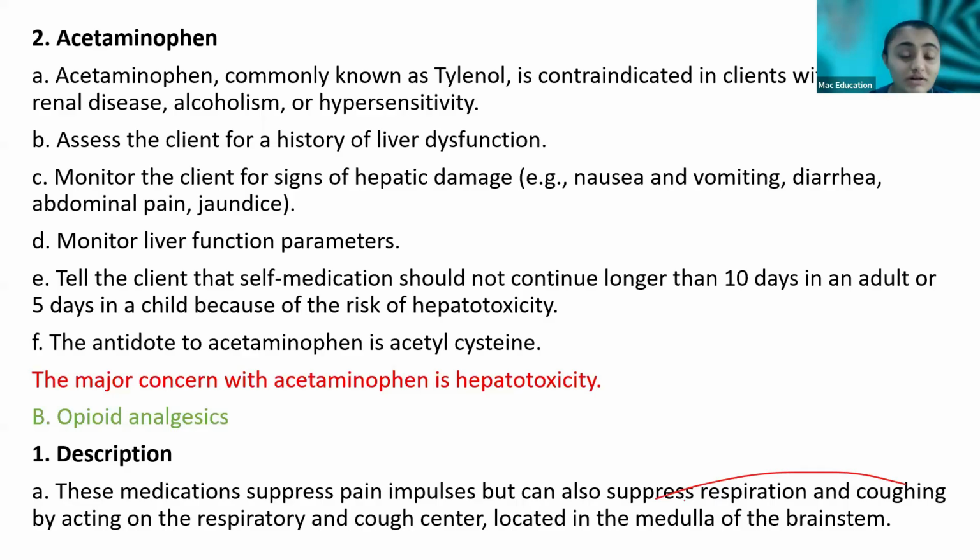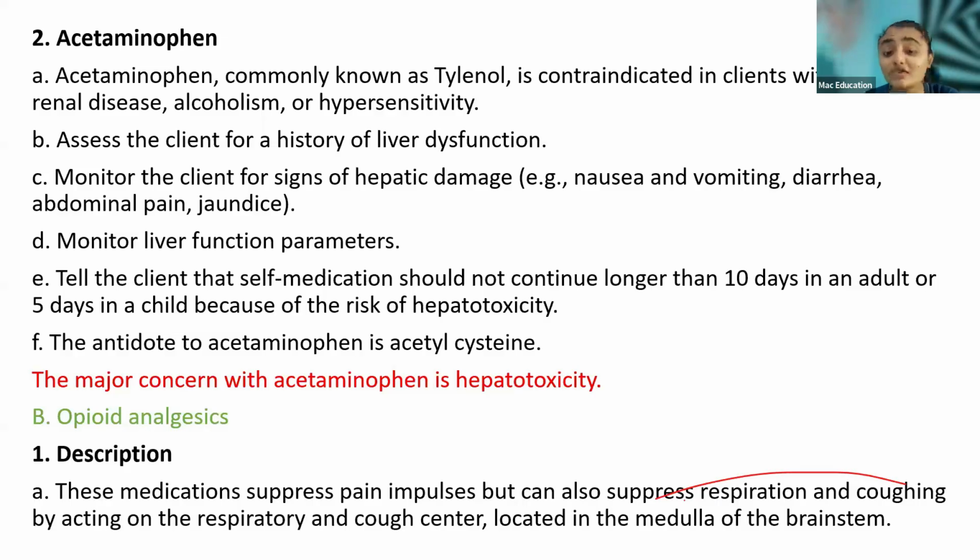If the client has liver dysfunction, we cannot give acetaminophen to that client. Monitor the client for signs of hepatic damage while they are taking acetaminophen, for example nausea, vomiting, diarrhea, abdominal pain, jaundice, and lab tests like SGPT or SGOT, that is ALT and AST. These are the liver function tests through which we can identify the liver's function. So we have to monitor such signs and liver function parameters.